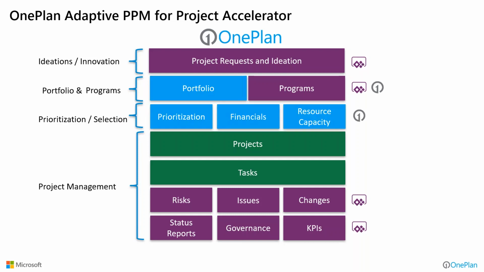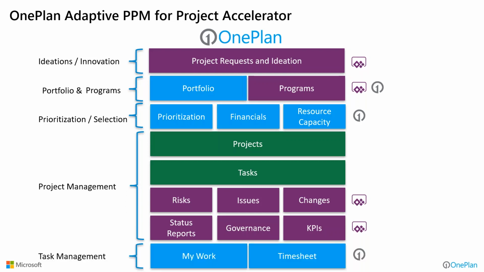We also have the ability to add real powerful capabilities for things like prioritization and selection, for managing detailed financials on our projects and initiatives, be able to do top-down resource capacity planning, whether it be by individuals or generic types or skills or by different teams, depending on what approach you're using to manage resources. And that adds in from One Plan here in the blue.